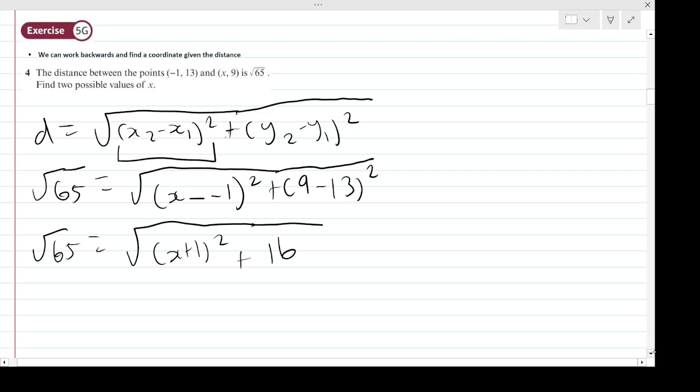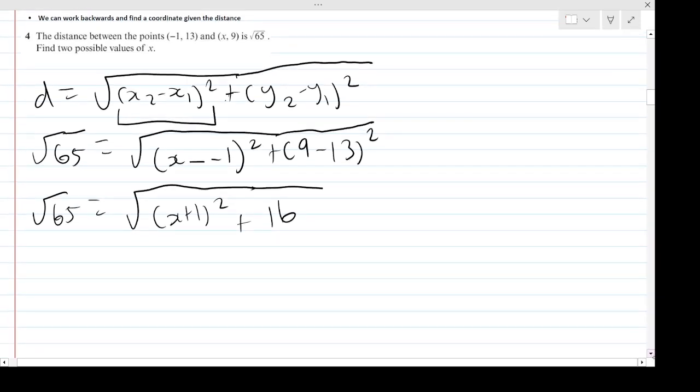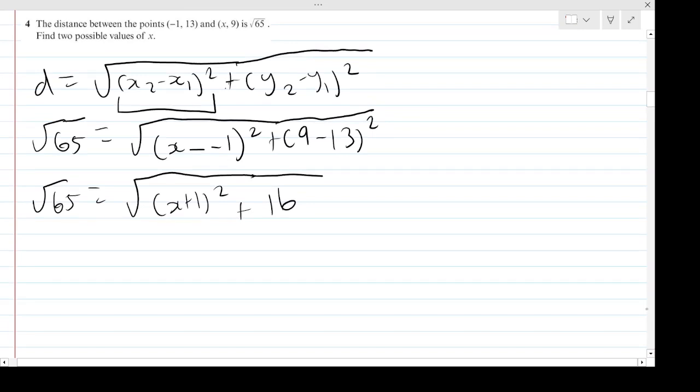What we can then do is spot that whatever's inside the square root must be the same, because they're equal to each other. If the two square roots are equal, then what's inside the square root has to be equal as well. So that means 65 is equal to x plus 1 squared plus 16. You could think of it alternatively as squaring both sides, and that's completely fine.